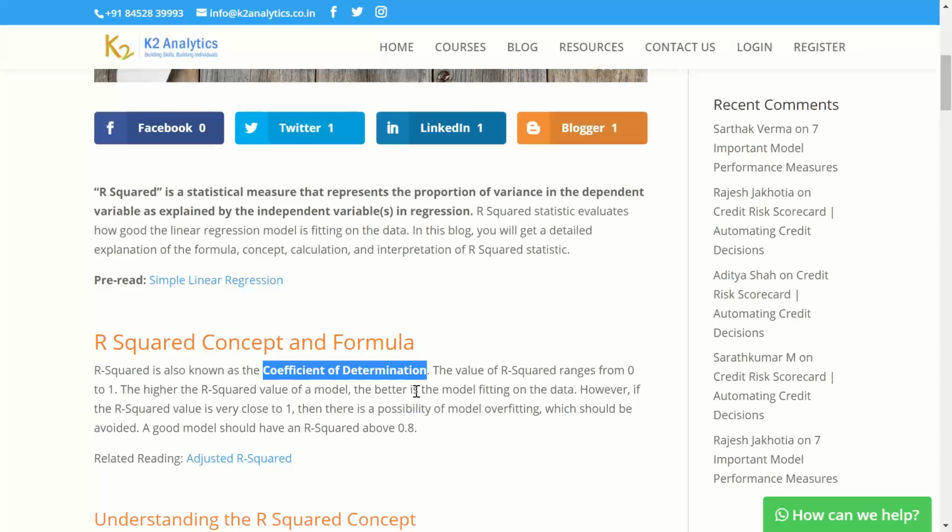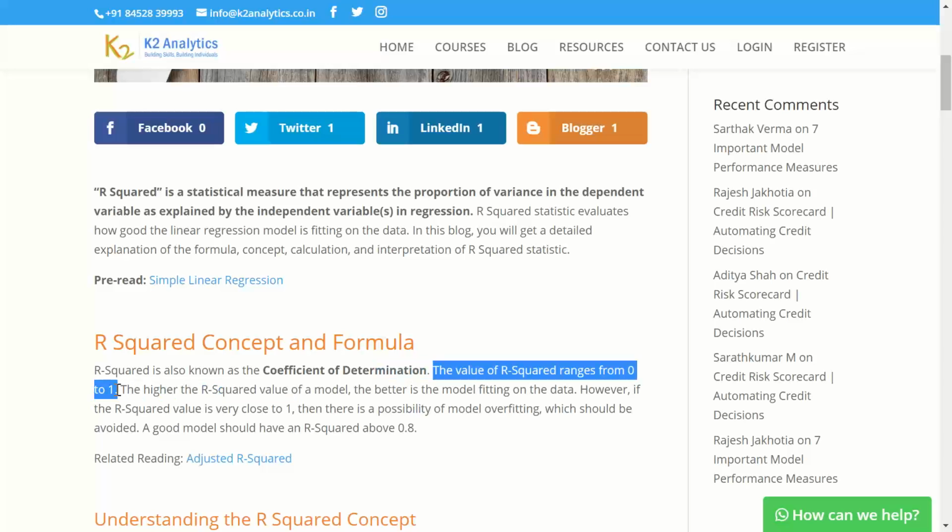That is R squared. So obviously, when I say 80%, 90%, it has to have a value which ranges between 0 and 1. It cannot exceed 100%, right? So the value of R squared ranges from 0 to 1.